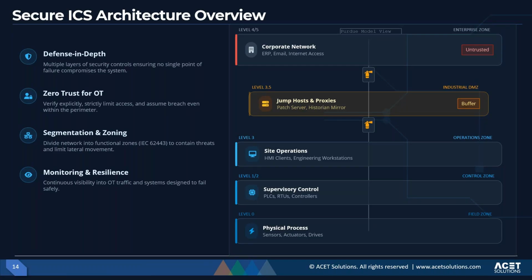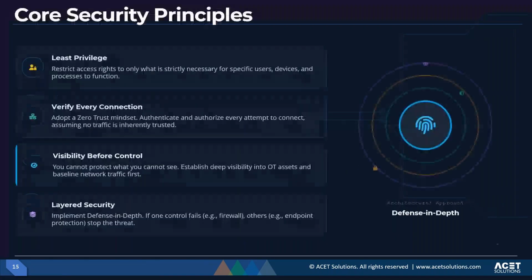So let's move on to understand some security principles. These foundational security principles shape every architecture and configuration decision within the ICS or OT environment.